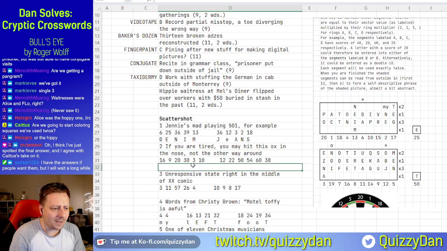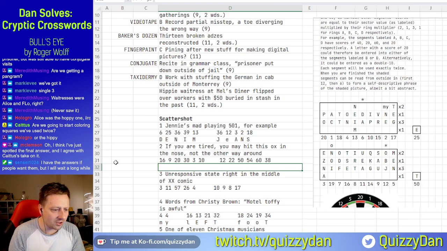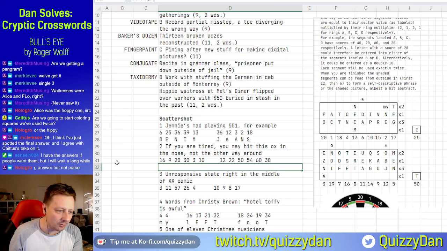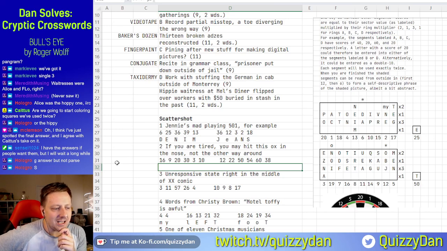If you are tired, you may hit this. Ox, not the other way around. Did anyone have this? If you are tired, you may hit this. Feels like the definition. Ox. On the nose. On the nose is exact. Oh, it's in the nose. First letter, please, hollow. So hollow thinks the first letter is S. Sleepy Hollow. Is it Sleepy Hollow?